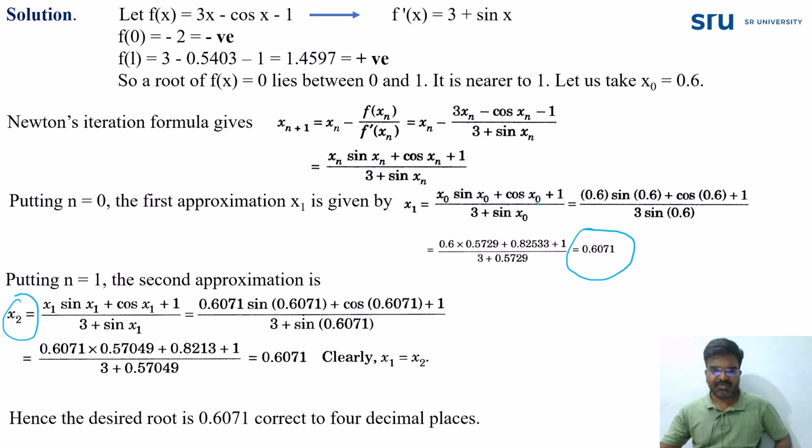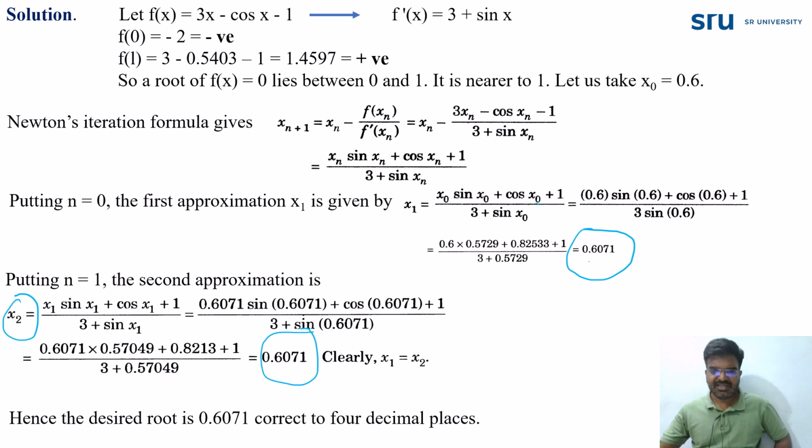See, from the formula, I'm writing first x2. Then we have to put here the x1 value. After substitution of x1, we can find x2, that is 0.6071. So finally, you can observe that x1 and x2 both are equal, 0.6071. So x1 and x2, two consecutive values, are the same up to the fourth decimal place. So we can stop this iteration process here.